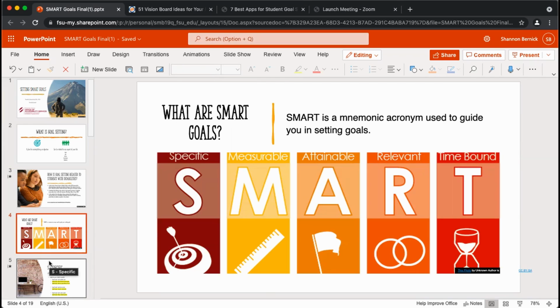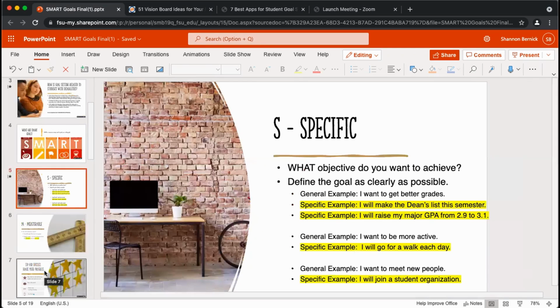We're just going to start by going through each of these letters and talking about what an example of each would be. So when we talk about our goal being specific, we are talking about the what. So what objective is it exactly that you'd like to achieve? When we do this, we want to be as clear as possible about what our objective is.